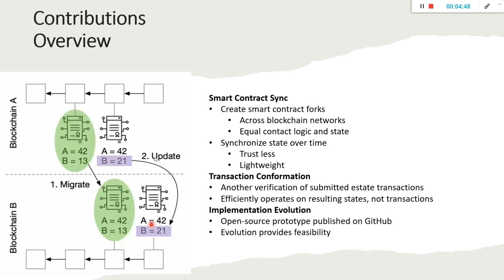This process is done with a smart contract synchronization procedure, which creates a smart contract fork and then distributes it across the blockchain network. The synchronization state must be trustless and lightweight, and a transaction confirmation procedure has also been used. Eventually the implementation of this method has been verified, and all the resources have been provided in a public repository for verification or public use.